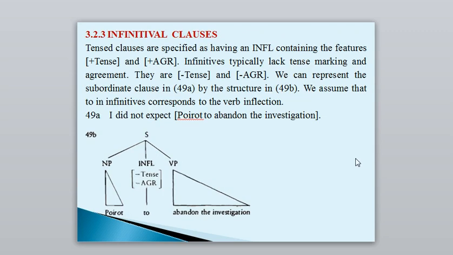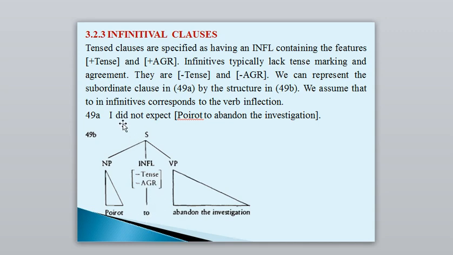If we have a non-finite or infinitive clause, we can put minus tense, minus agreement. But we have inflection, I mean the inflectional node. We can represent it here in the subordinate clause like this tree diagram. We assume that the infinitive "to" corresponds to the verb inflection. You see here we have a "to".